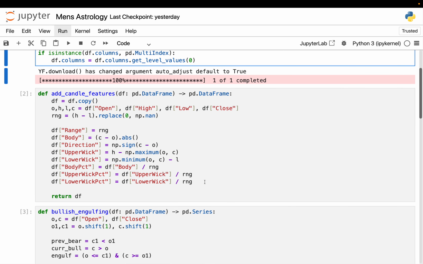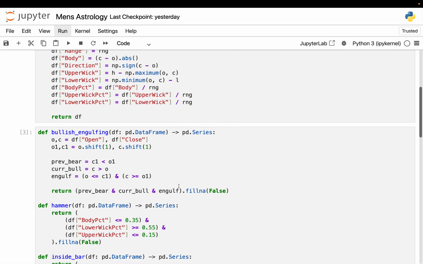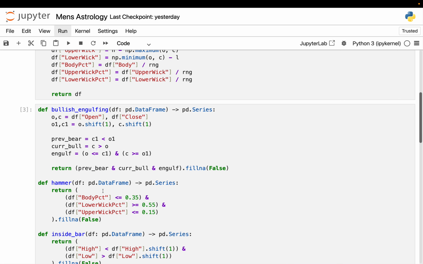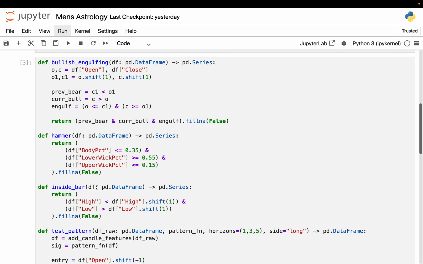Now, here are 3 classic, in quotation marks, textbook patterns: Bullish Engulfing, Hammer, and the Inside Bar. And just notice, if you check those functions, each is just inequalities on open, high, low, and close. No drawings, no interpretation, just simple, clearly defined rules.